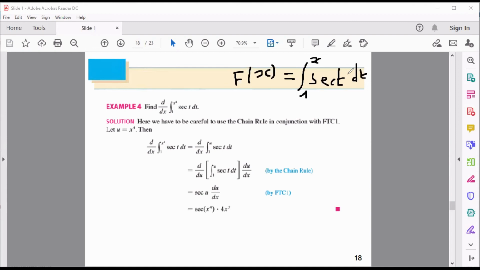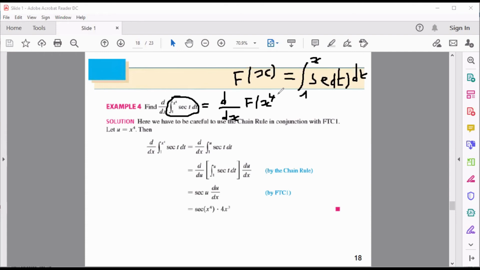Okay, sec t dt. What is the relation between this function and the function capital F? It's equal. Then when I want to evaluate the derivative, I have to take F not in the point x, but in the point x to the 4. I don't have to take the function capital F in the point x. I have to take it in the point x to the 4.